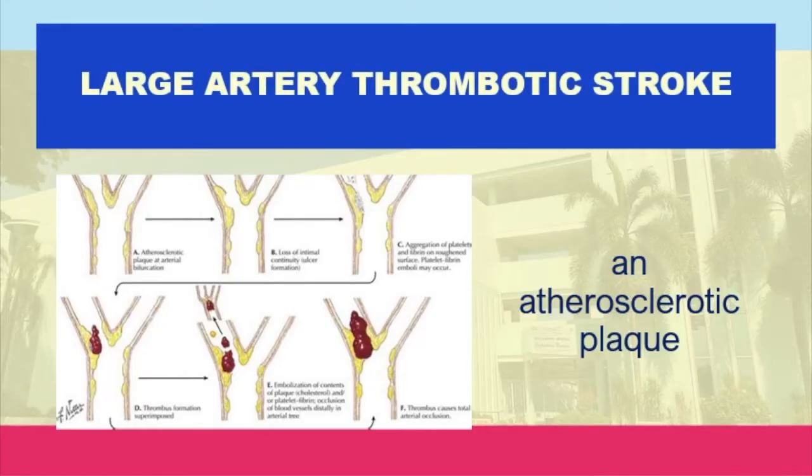So class, this is our large artery thrombotic stroke. Your large artery thrombotic stroke is usually caused by an atherosclerotic plaque. As you can see on the image on the left, class, these are your atherosclerotic plaques that are being deposited on the arterial walls. What happens here is that, because of the fat deposition or atherosclerotic plaques, the tendency is for clots to attach. The tendency is for the platelets to aggregate on that site. Because of that aggregation, class, thrombus formation is very likely. So that's what happens in your large artery thrombotic stroke.